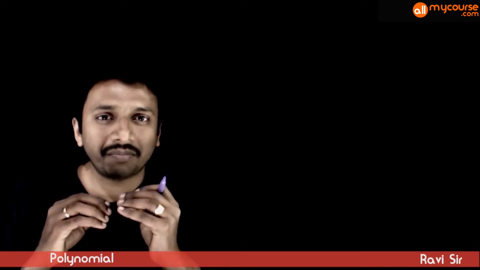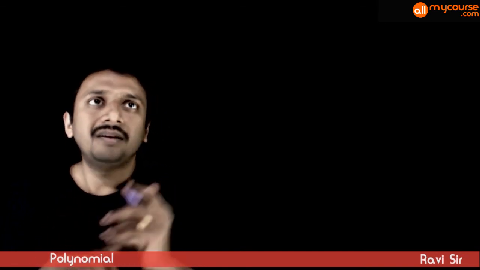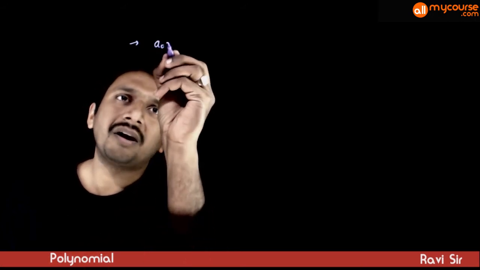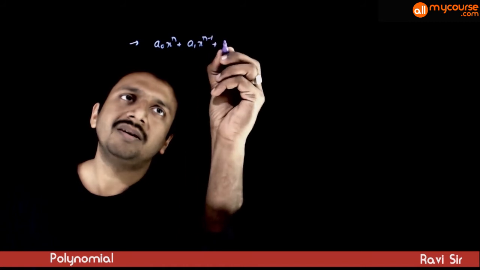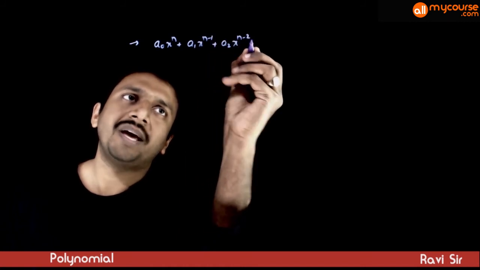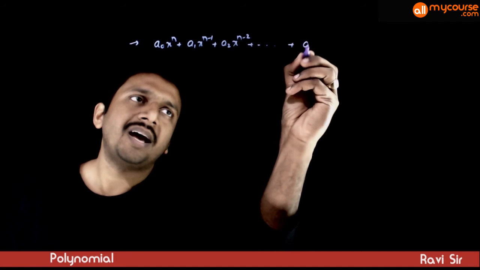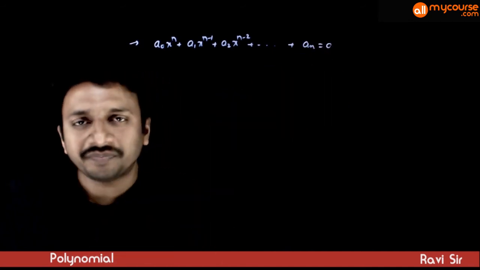So in this video, let us look at a shortcut to increase the roots by a fixed number. For example, if you have a polynomial a0 x power n plus a1 x power n minus 1 plus a2 x power n minus 2 plus and so on up to an is equal to 0.